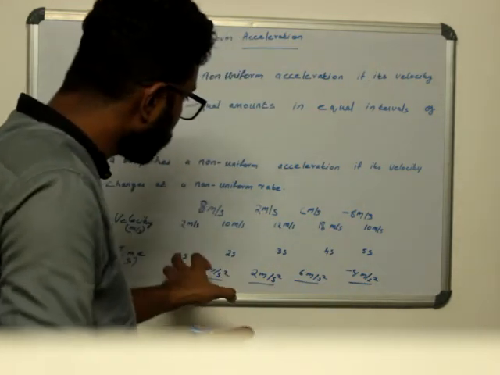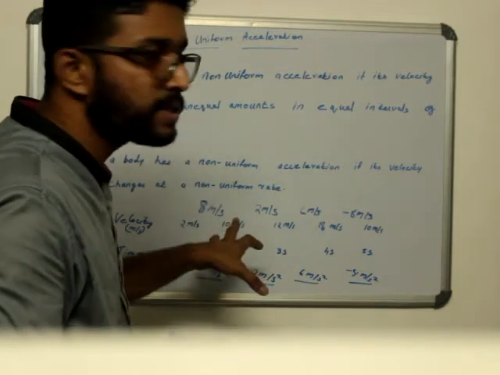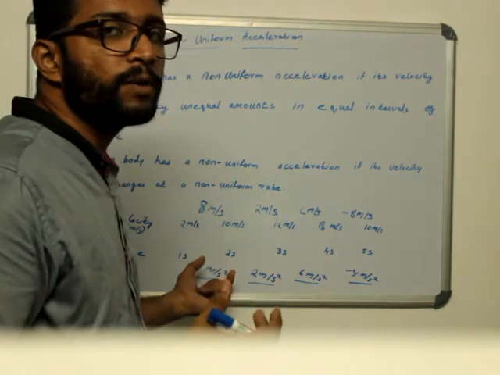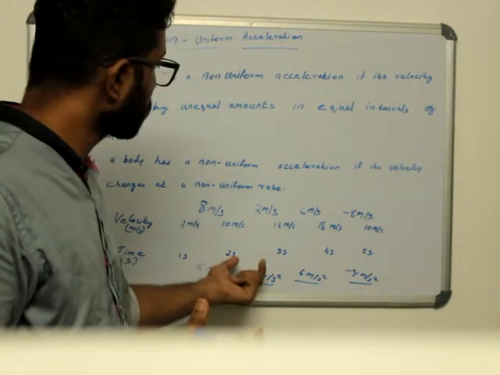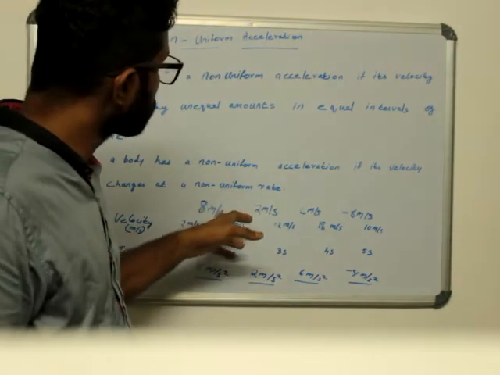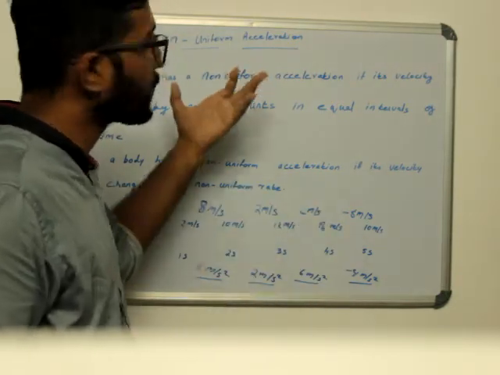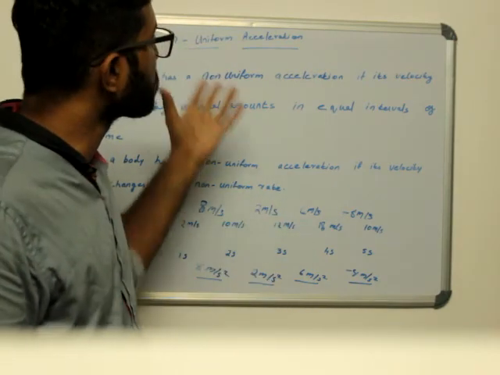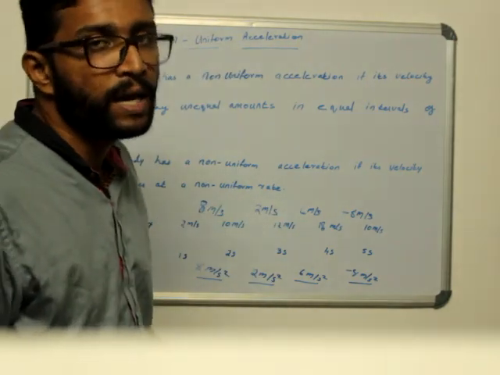So here we can find why this is said to be non-uniform acceleration: because in every equal interval of time, that is here 1 second, the change in velocity is different. So that kind of motion can be said to be non-uniform acceleration.